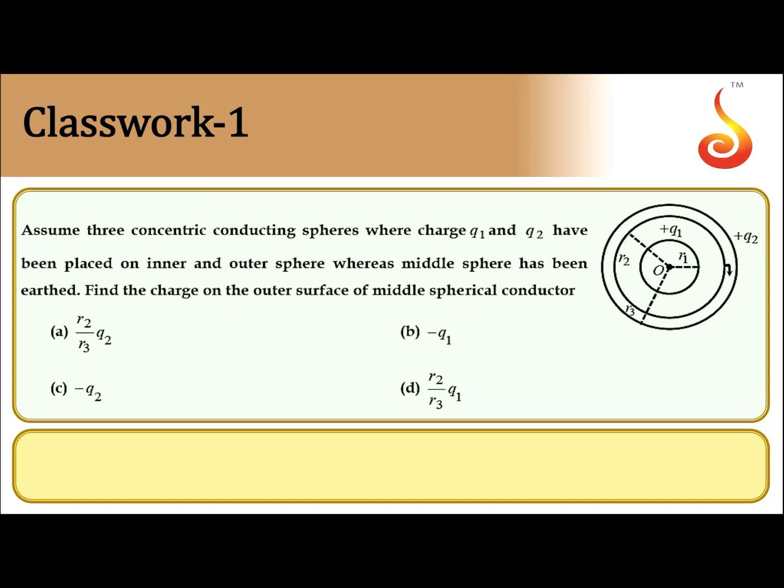Assume three concentric conducting spheres where charges q1 and q2 have been placed on the inner and outer sphere, whereas the middle sphere has been earthed. Find the charge on the outer surface of the middle spherical conductor.